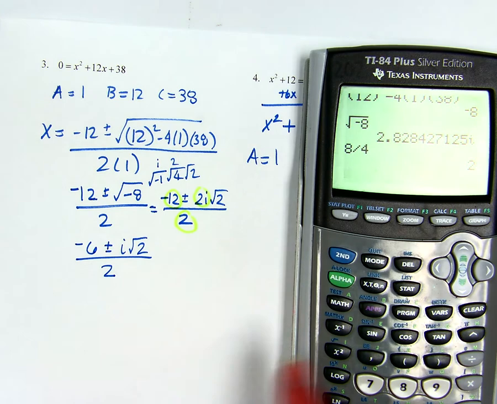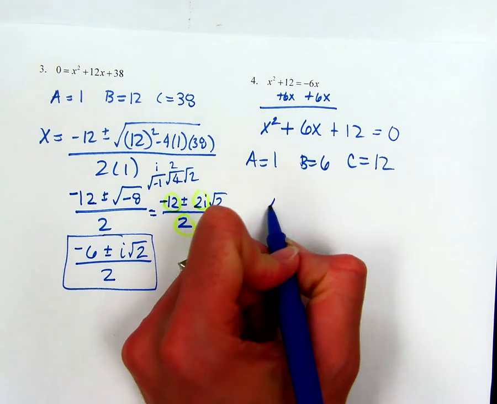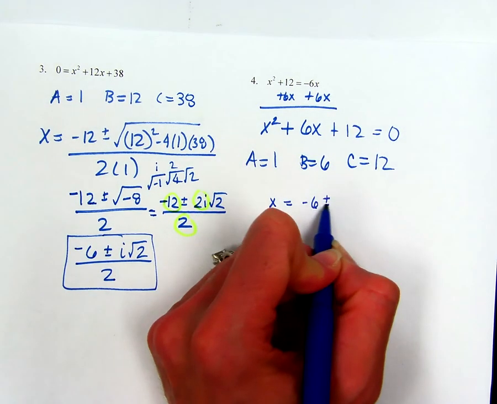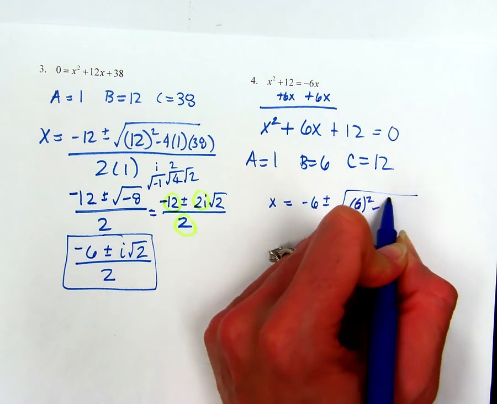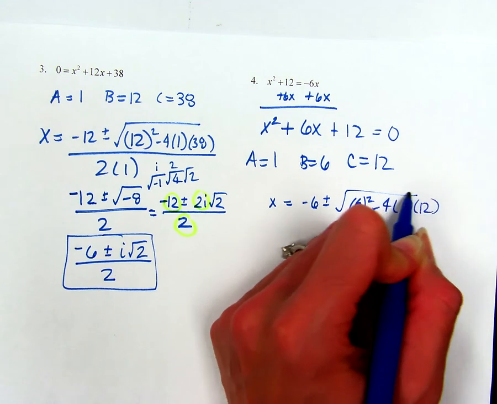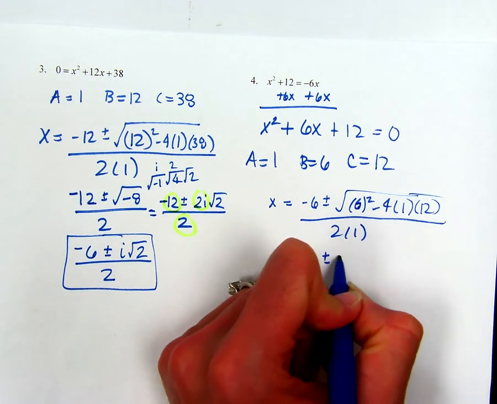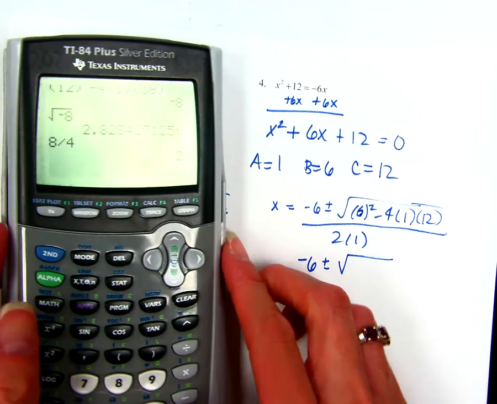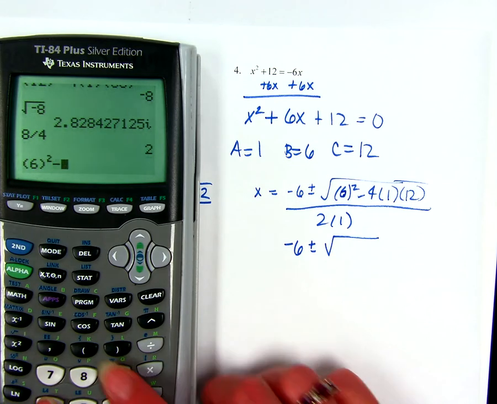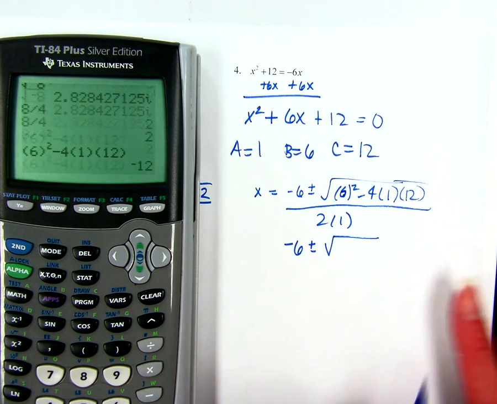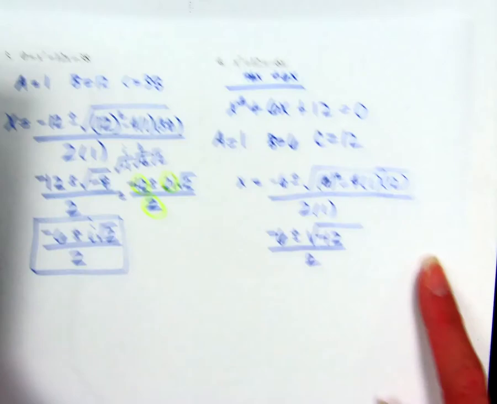Alright, and then the last problem, we have negative b plus or minus b squared minus 4 times a times c all over 2a. So we have negative 6 plus or minus, and I have to figure out what this is. So we have 6 squared minus 4 times 1 times 12, which is negative 12, and this is 2.